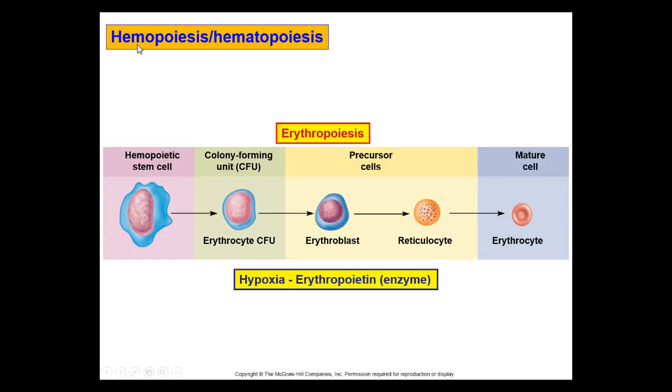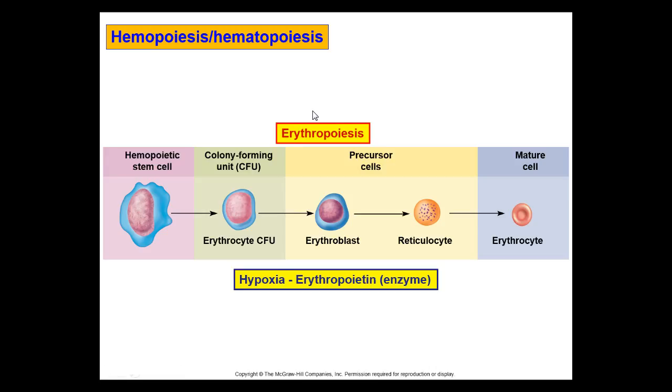When we talk about hemopoiesis or hematopoiesis, those two words mean the same. Essentially what they mean is the production of blood cells, of formed elements. And so then let's look more specifically at what we call erythropoiesis. I always feel like I'm speaking a foreign language when I talk about this particular slide, because every word is a variation on the others.